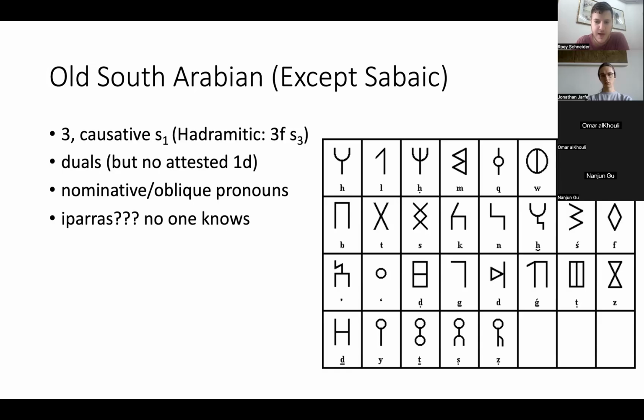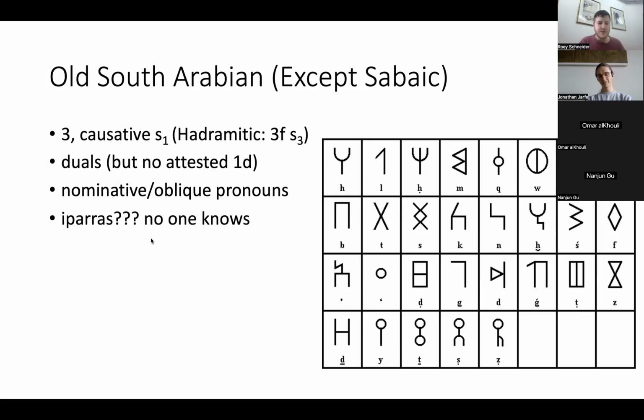So this script has no less than 29 graphemes for 29 hypothesized Proto-Semitic phonemes. So that is quite comfortable, quite convenient. I was asked recently whether there is a script that should be used for Proto-Semitic. I thought that this might be a very good option, but never mind that.